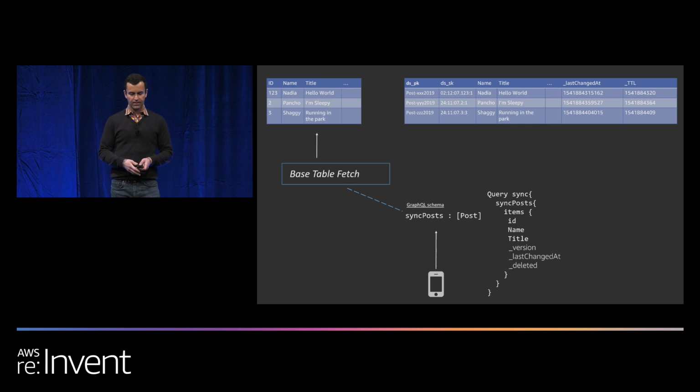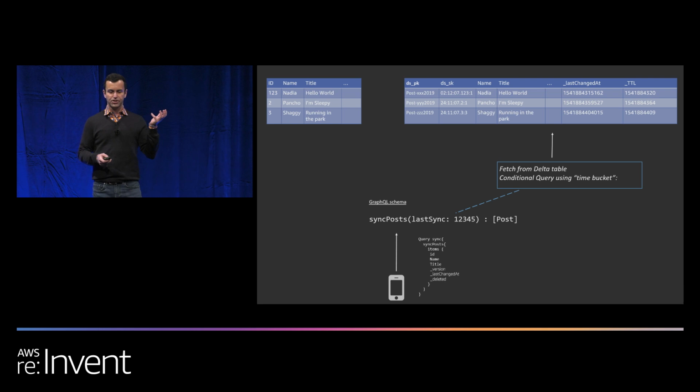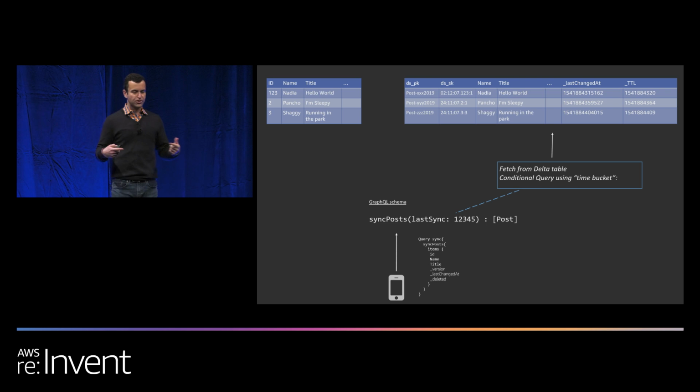Now let's say that the client went online and offline, but it wants to just get the changed records. Again, it's the exact same resolver that's sync-enabled, but AppSync in the back end is doing the intelligence of pulling just from the delta table. I'll also note that you can apply conditional filters to this as well, like if you just wanted to, you know, filter on cats, for example.